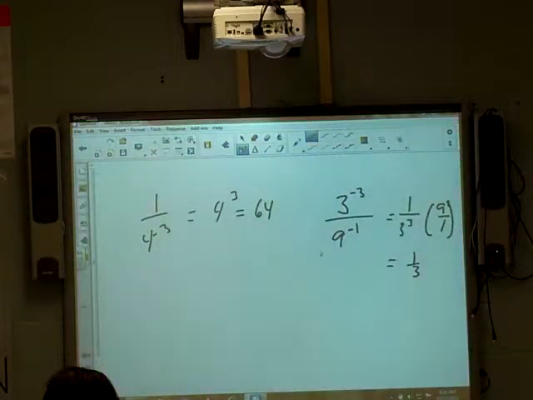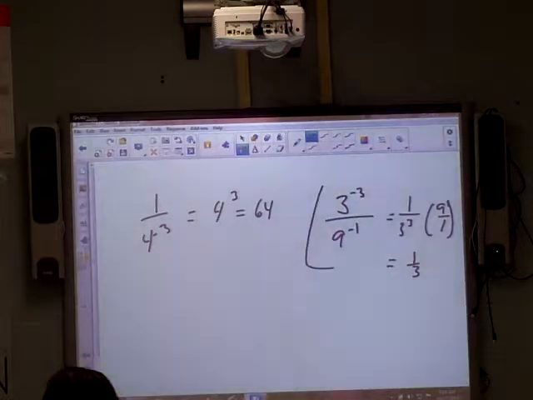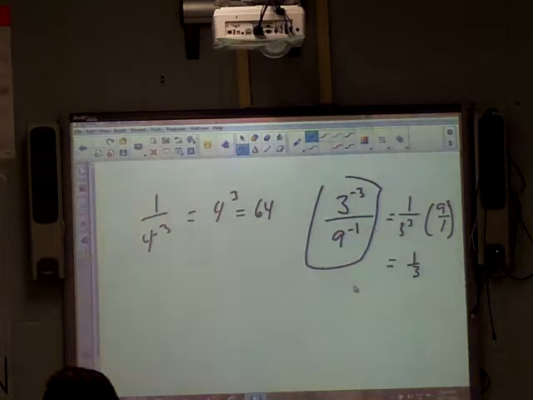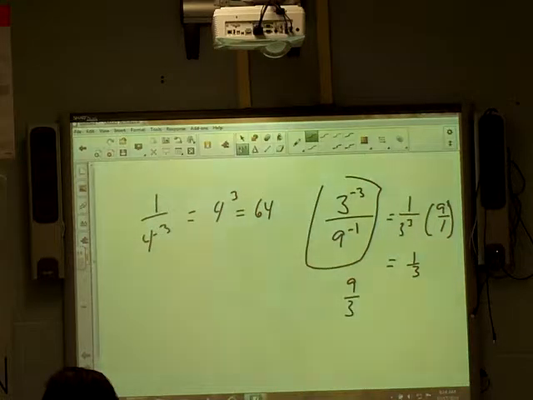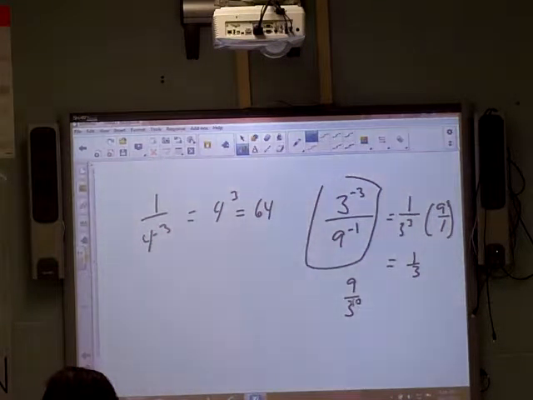Now, what some people will do from this problem that we just worked, they're going to say that's just the same as 9 over 3 cubed. Just flip it since everything's negative, right? That'll get you the same answer. 9 over 27 is 1 third.